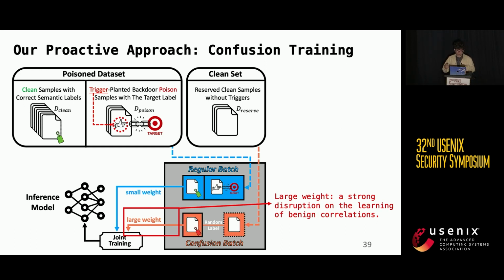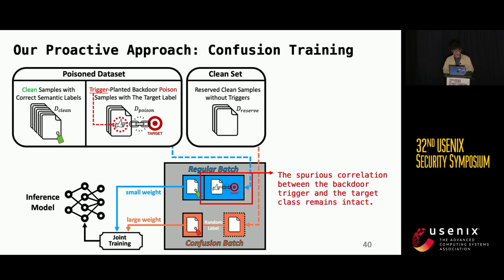We will assign a very large weight to the confusion batch. And in this way, the confusion batch just acts as another poison set. They will exhibit a strong disruption on the learning of benign correlation because they just randomly label those benign samples. On the other hand, in the regular batch, we still have some poison samples that associate the backdoor trigger and the target class. So the spurious correlation between the backdoor trigger and the target class still remains intact.